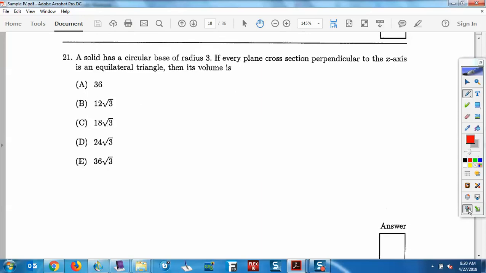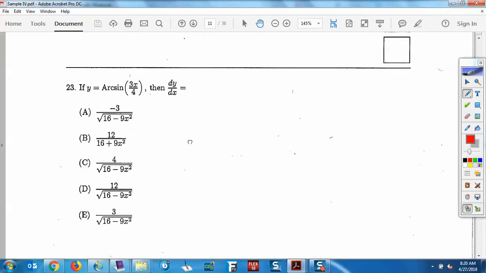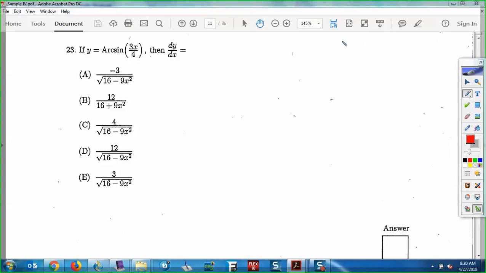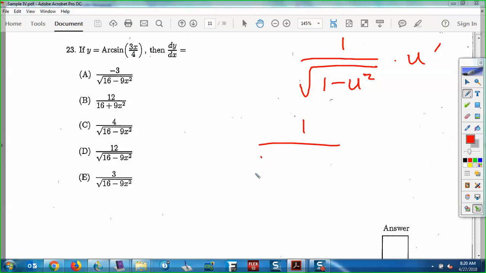Anything on sample 5? Anybody started on sample 5? 2 to 23. Okay, the arc sine rule for derivative, right? So here we have 3/4 x, so that'd be 1 over the square root of 1 minus, and then you square that, that would be 9x squared over 16, and times the derivative of the inside, which would be 3/4, right? Okay, so then it's a matter of equating this.